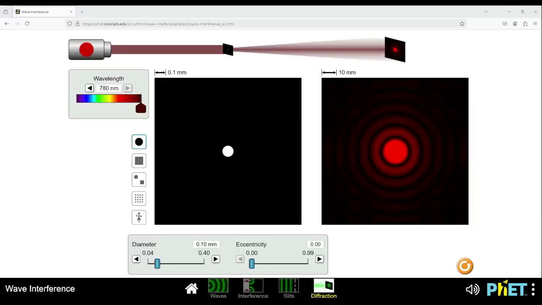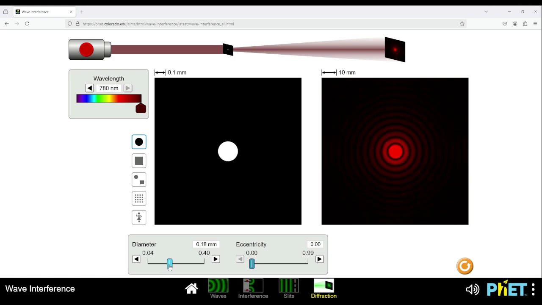Let's look at this simulation that shows that the diffraction pattern produced by a wave passing through an opening depends on the shape of the opening. So for example, for a circular opening, we see that the central maximum fringe is a circle, followed by a dark spot, and then a ring, and so on. And the intensity drops off as we move away from the center of the aperture.